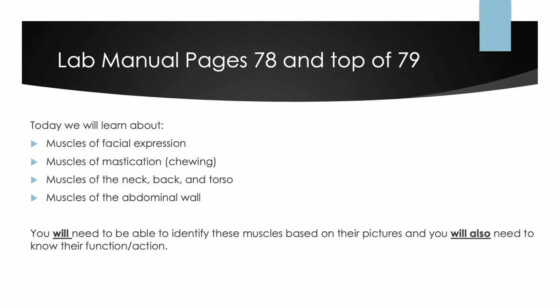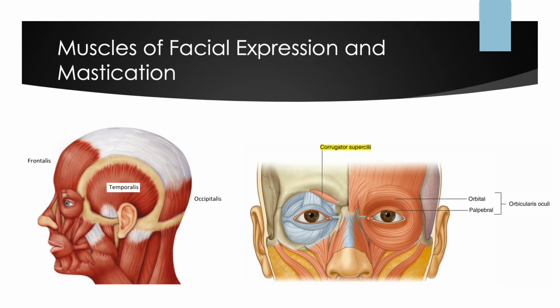And without further ado, we're just going to start getting into the anatomy, and I'm going to walk you through these different muscles and we'll just get started. So first we're going to talk about the muscles of facial expression and mastication. Now remember, mastication is just another word for chewing.